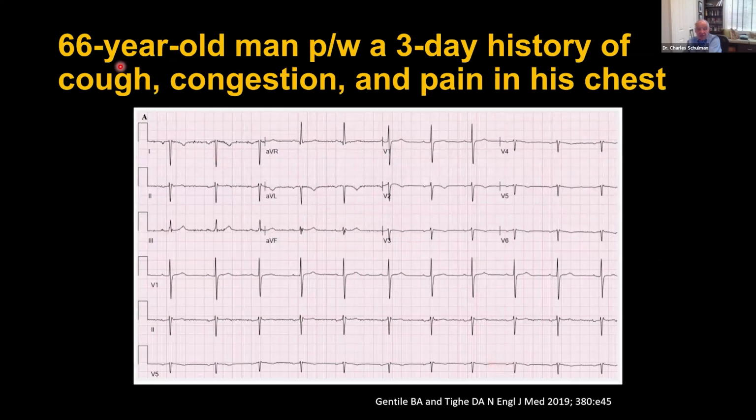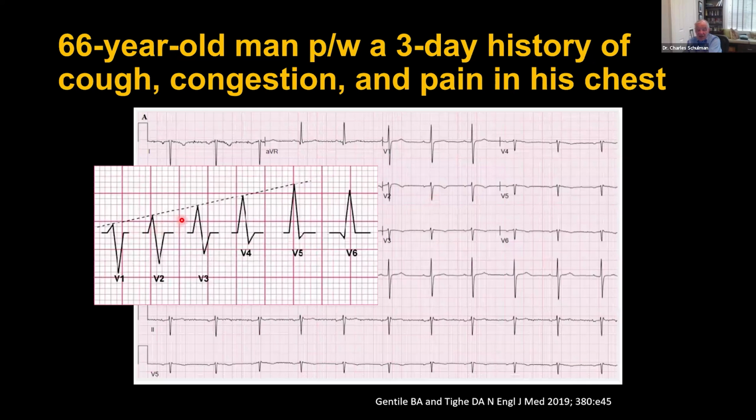And so here is a 66-year-old man who presented with a 3-day history of cough, congestion, and pain in his chest. And lo and behold, his lead 1 and lead AVL look like the other fellow. Okay, so the axis here is again markedly to the right. Okay, except look at the chest leads. Instead of R wave progression that progresses like this, the R waves get smaller and smaller as you go across the chest. What do you think caused that?